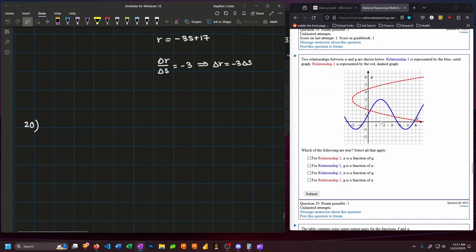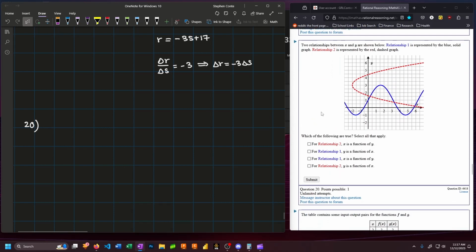Question 20. Two relationships between x and y are shown below. Relationship 1 is represented by the blue solid graph, and 2 is represented by the red dashed graph. Which of the following are true? Select all that apply. Look at the graph. The following are true. For relationship 1, y is a function of x. Well, does the blue function pass the vertical line test? Yes. So yeah, y has to be a function of x.